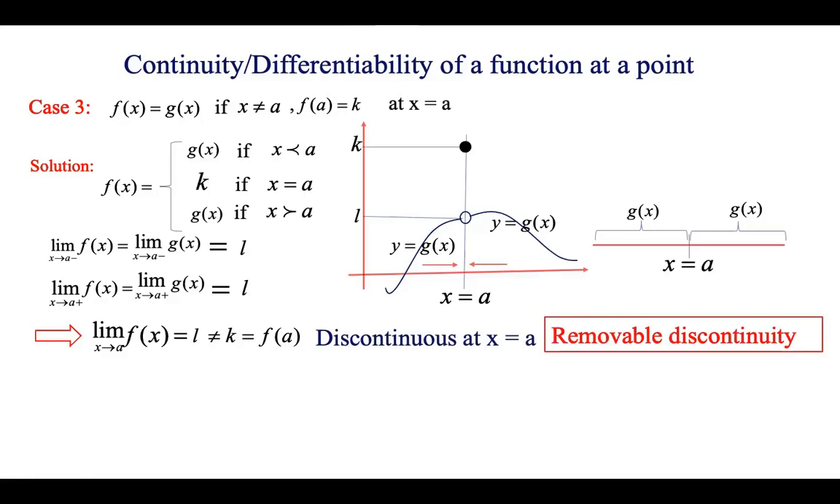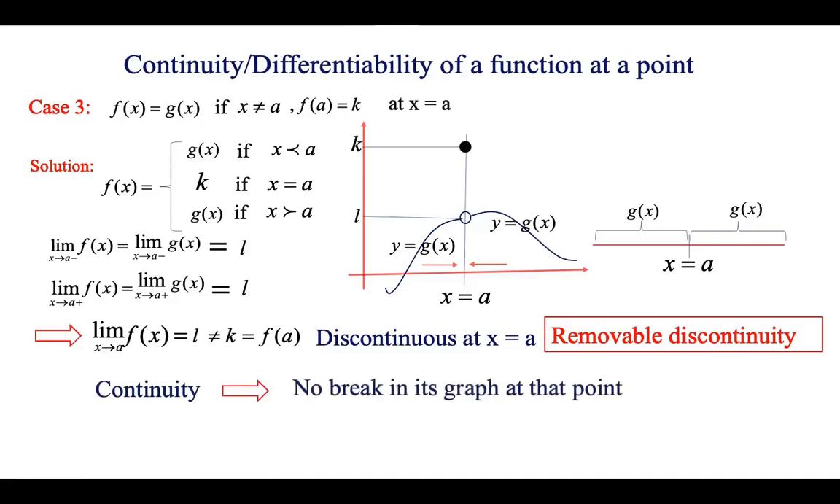Why is it removable? Because just by redefining the function value at x equal to a, instead of k, taking its value as L, the function will become continuous. Just by changing the value of the function at only the point a, you can make the function continuous. Therefore, it is called removable discontinuity. And continuity itself fails at a here.